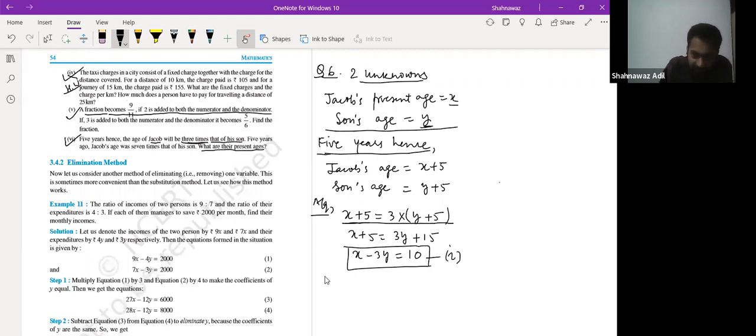And now tell me the second equation. So before that, let us calculate the ages 5 years ago. Right, so 5 years ago.